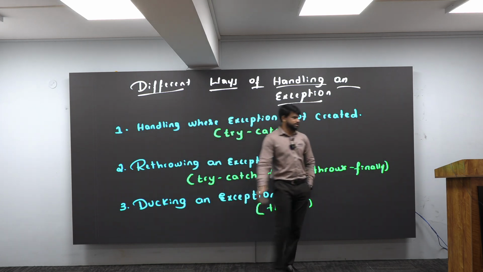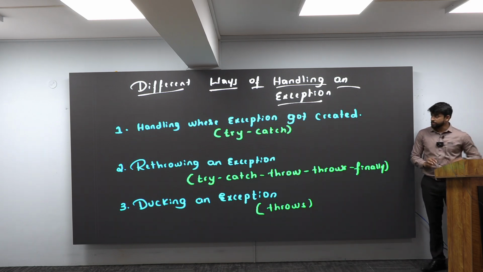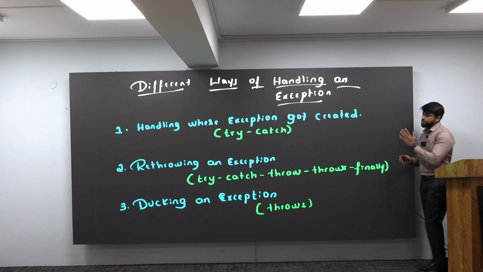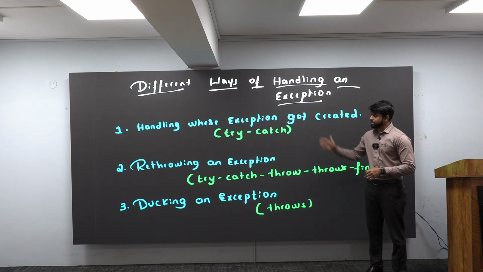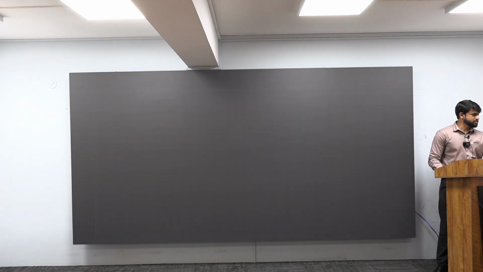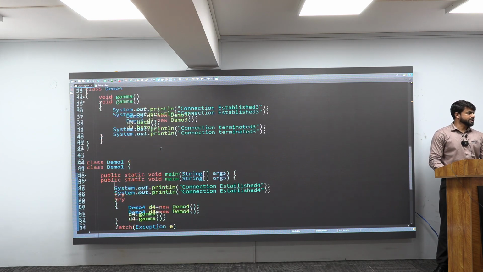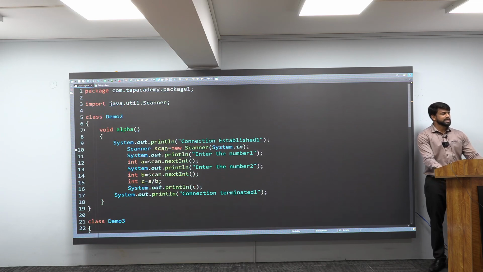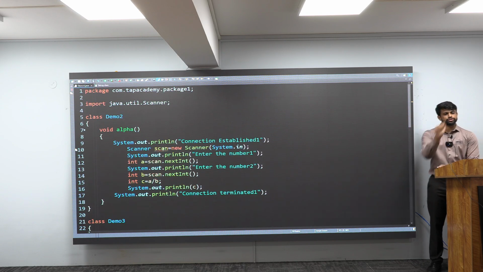Okay, sir, what are these? Let us go for the first one, that is handling where the exception got created. This way of handling it, you already know it. Am I correct? Let me tell it once again. Please watch it. Let me get my Eclipse now. This is my Eclipse. Very good. Now think and tell me where the exception is happening here. Alpha. Where the exception is happening, there you should handle it. That is your first way.